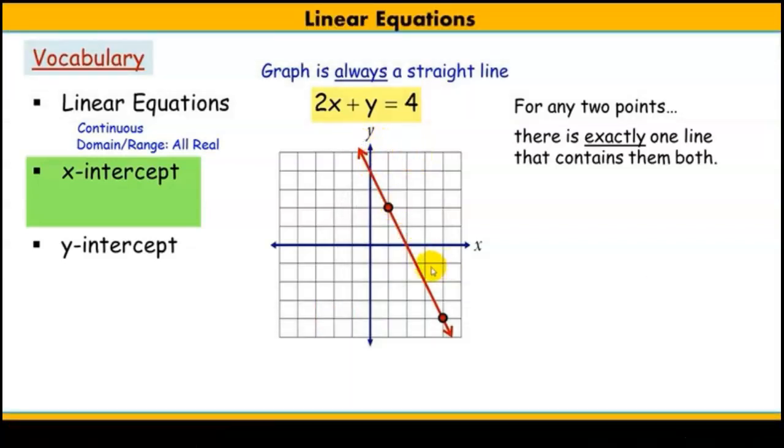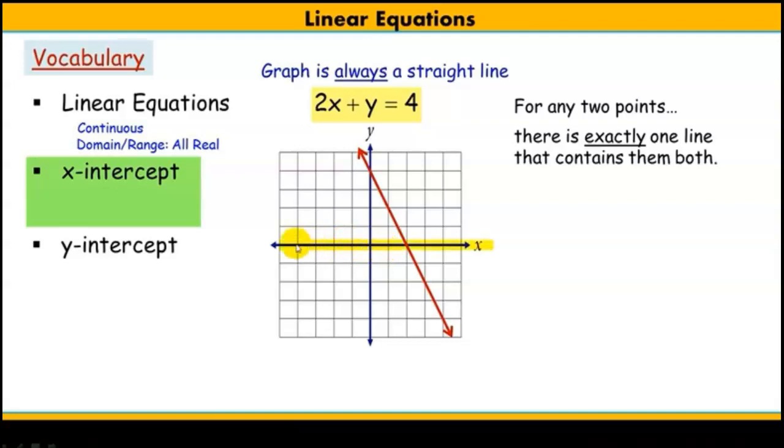Because it is continuous and it goes on forever, every single linear equation must cross the x-axis. Every single one except one exception we will get to later. Every single linear equation must cross the x-axis, and therefore it must have an x-intercept.